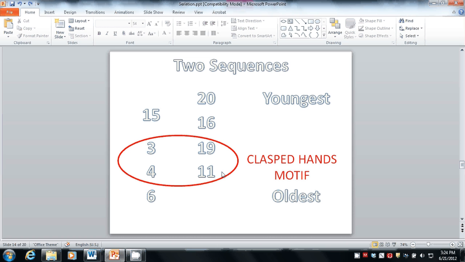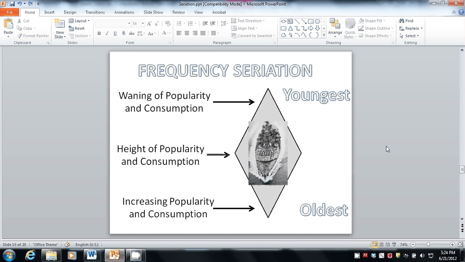Now, the good news for you is that when you do your stylistic seriation using Moche pottery, you can expect to arrive at one single unbroken sequence. So we're introducing something more complicated here. Your exercise is a little bit simpler in reality. Let's move on to frequency seriation.